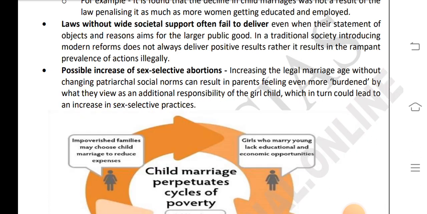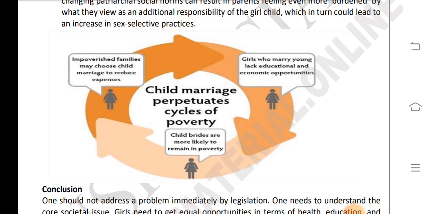For example, it is found that the decline in child marriages was not the result of penalizing so much as more women getting educated and employed. Laws without wide societal support often fail to deliver, even when their statement of objects and reasons aims for the larger public good. In other traditional societies, introducing modern reforms does not always deliver positive results.